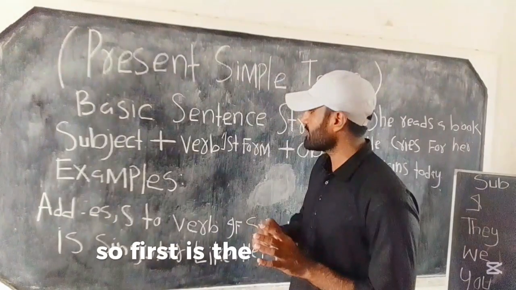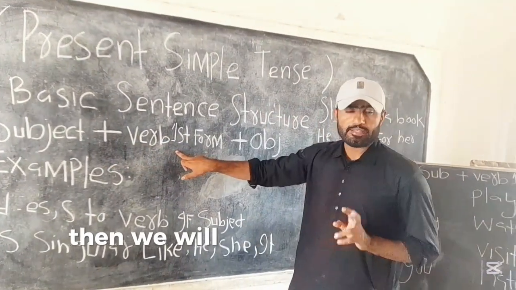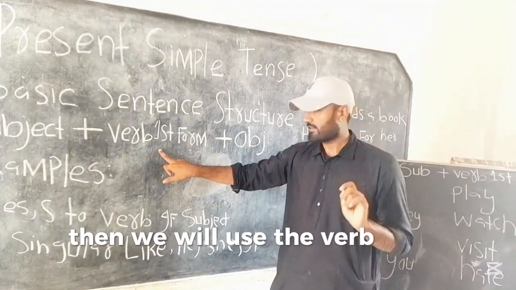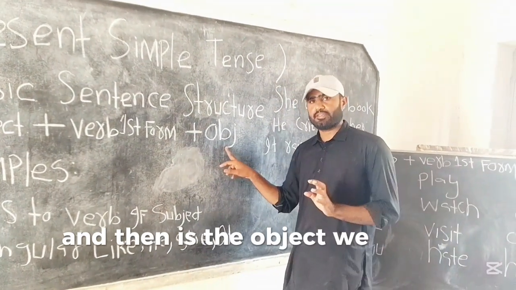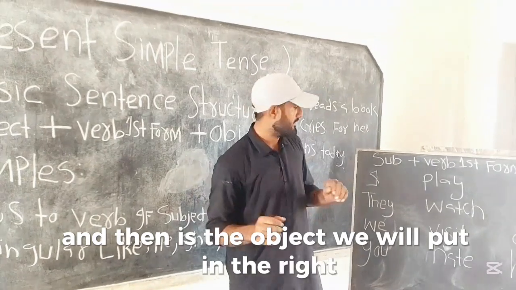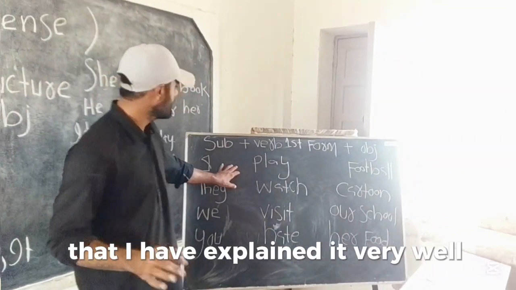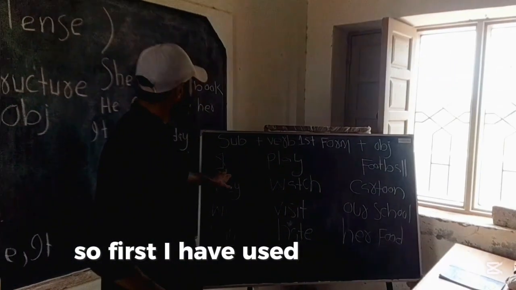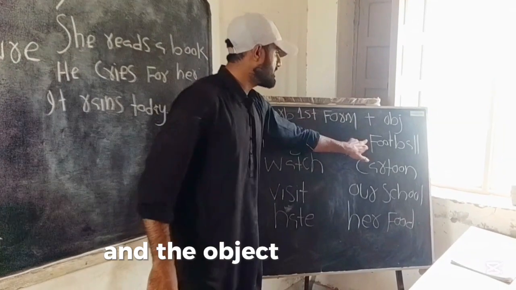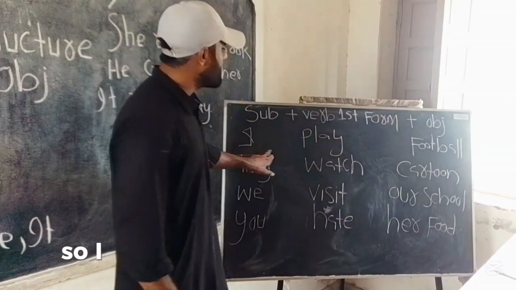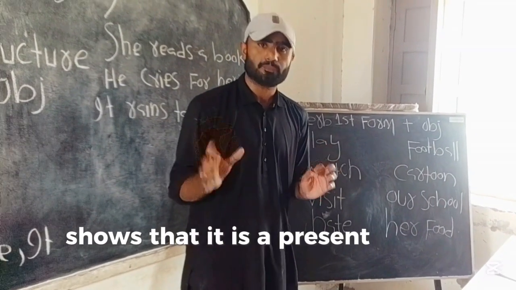So the first is the structure, right? First is the subject, then we use the verb. Which verb? The first form of the verb. And then we put the object. Here is an example: I is the subject, play is the verb in first form, and the object is football. So, I play football. This shows that it is a present simple tense.